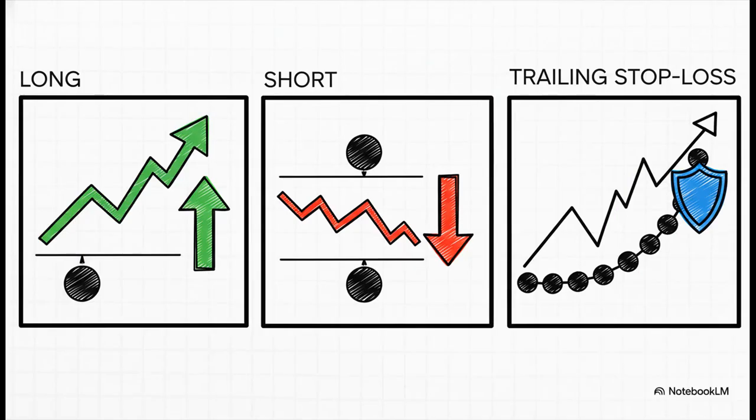I mean, just think about how clean this is. There's a dot below the price, you're long. The dot flips to be above the price, you're short. And get this, that same dot automatically trails your position, acting as your moving stop loss. On paper, it is probably the most simple, most direct system you could ever imagine.